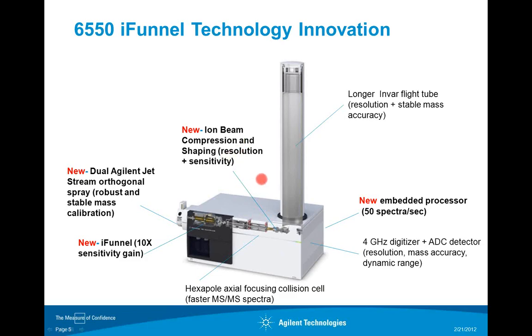The ion beam compression and shaping provides the greatest sensitivity while maintaining high resolution of up to 40K and sub-1 ppm mass accuracy. The new electronics and software algorithm enable a faster data acquisition rate of up to 50 spectra per second.